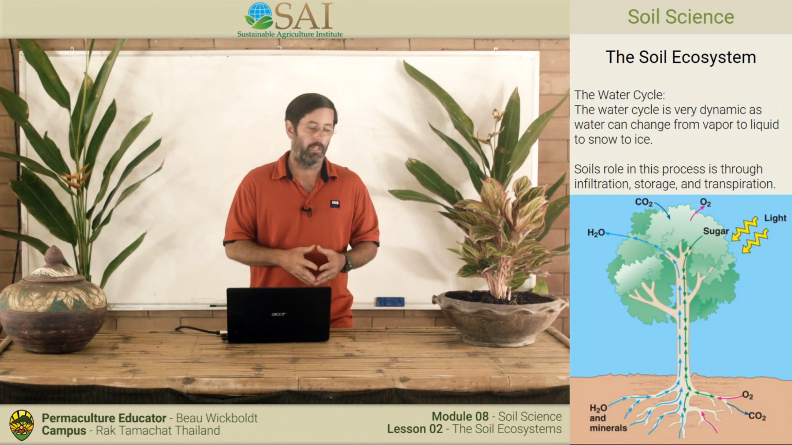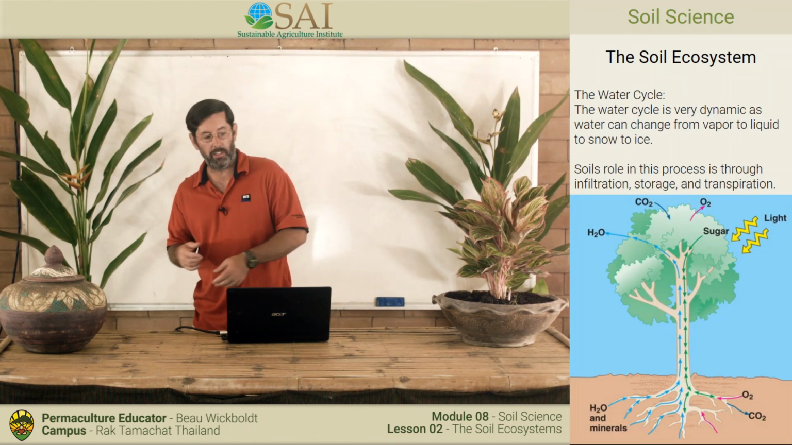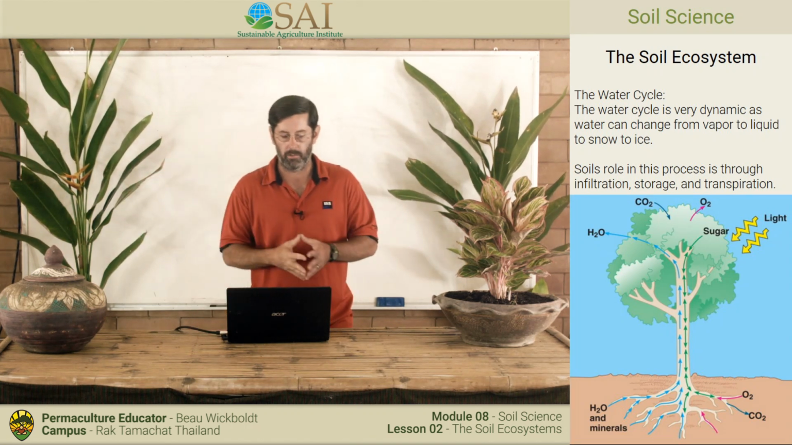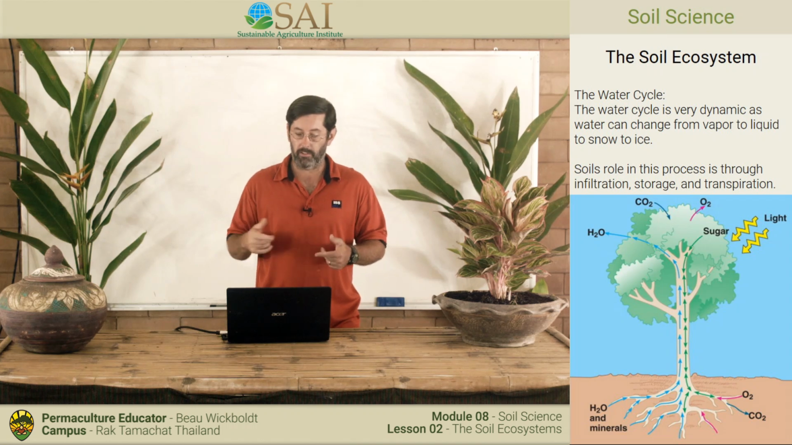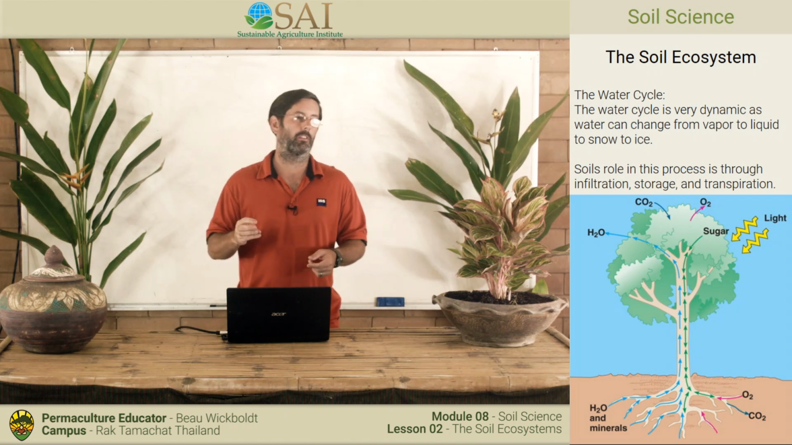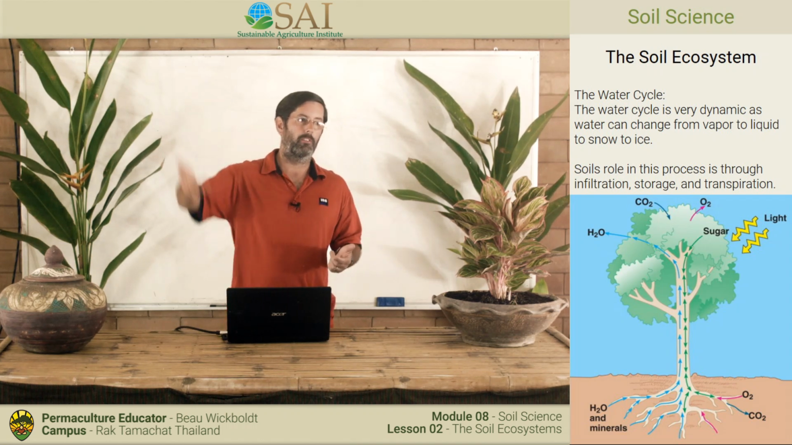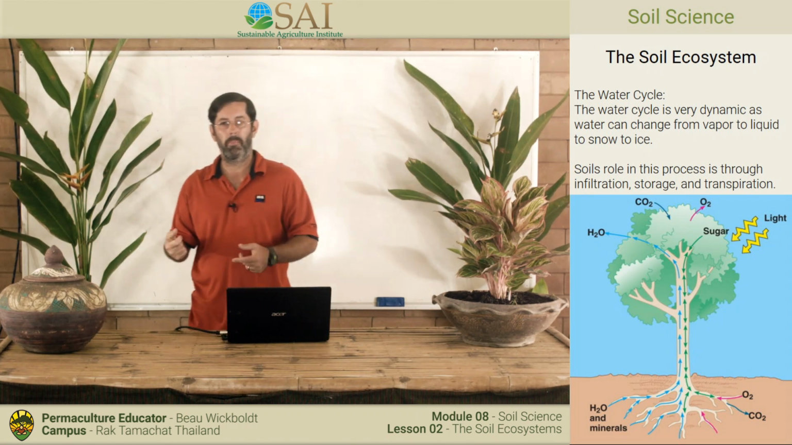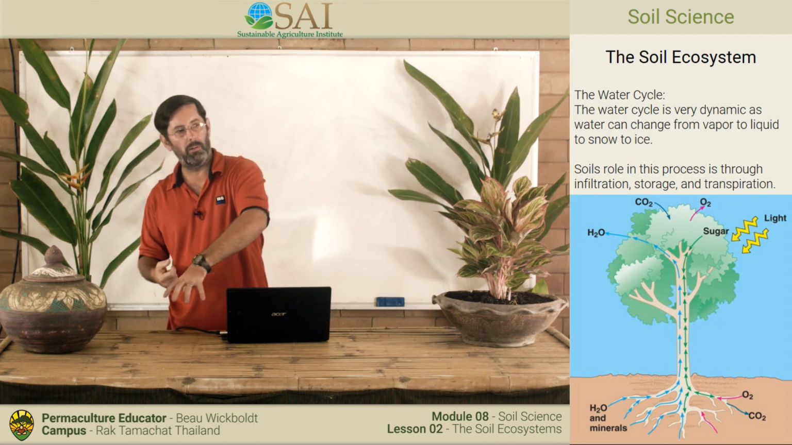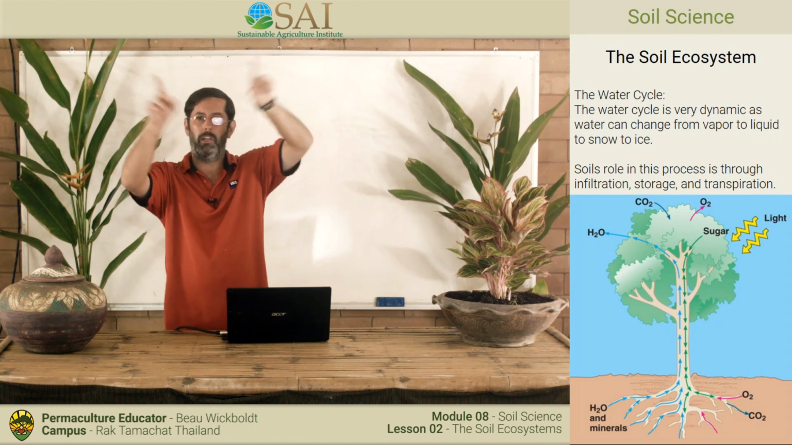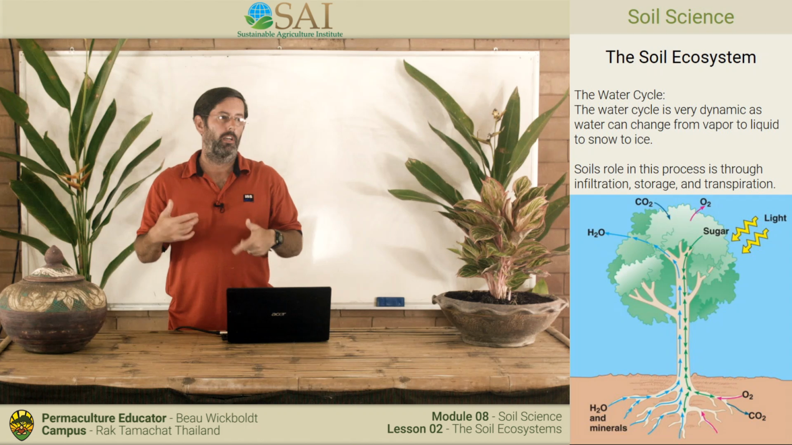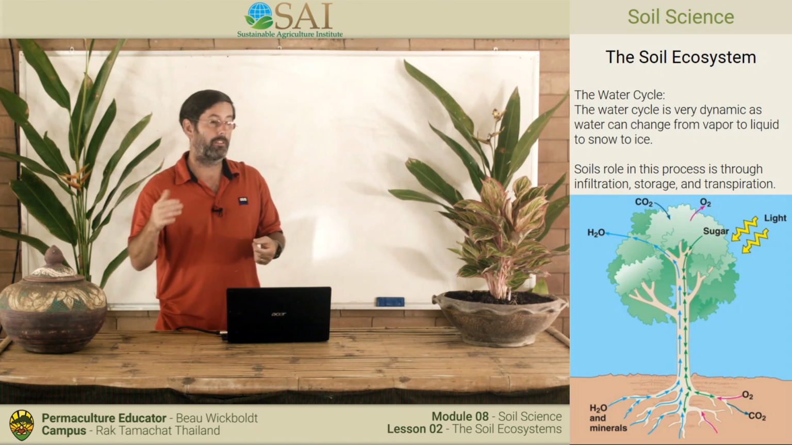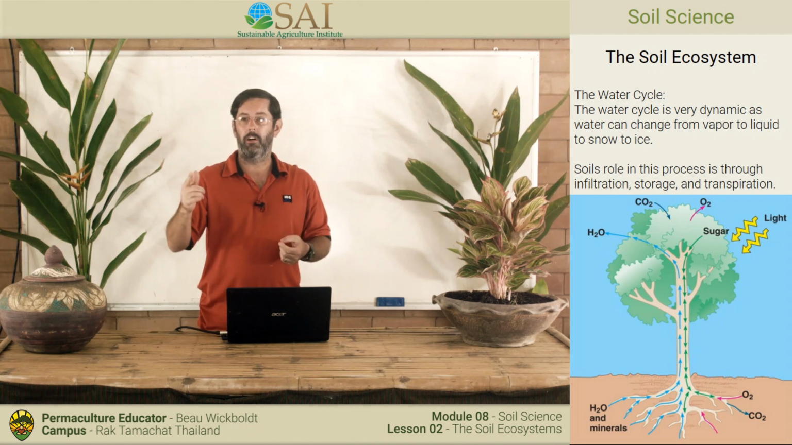The water cycle. The water cycle is very dynamic, as water can change from vapor to liquid to snow to ice. So there's a lot of changing within the water cycle. Soil's role in this process is through infiltration, storage, and transpiration. So the tree, as we described, makes its own rainfall for transpiring. The tree or the plant is basically a pump. The roots are continuously pulling water up through the plant and pumping it out. It's what it uses for air conditioning. If a plant's internal cell temperature gets above like 60 to 70 degrees Celsius inside, it'll stop photosynthesis.